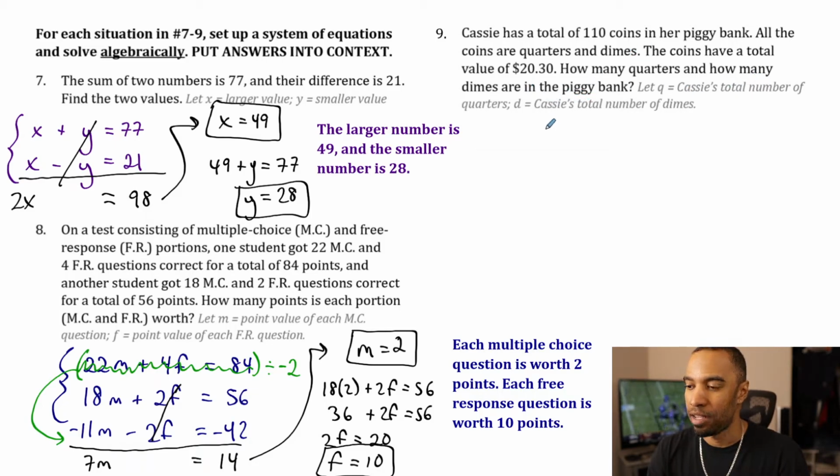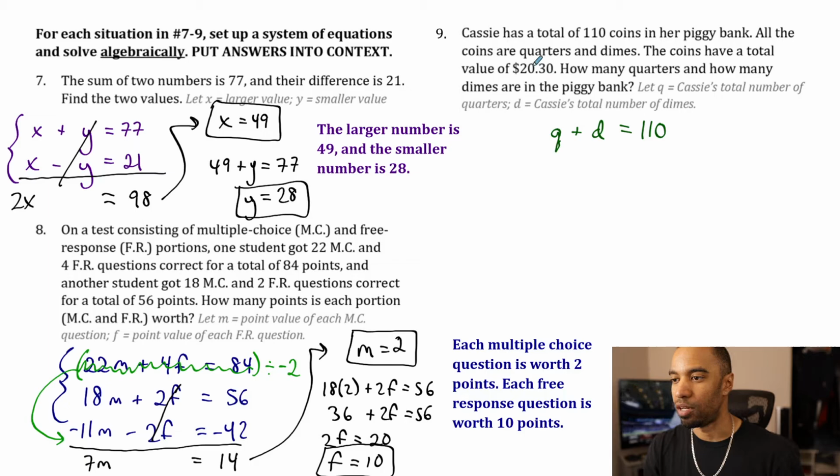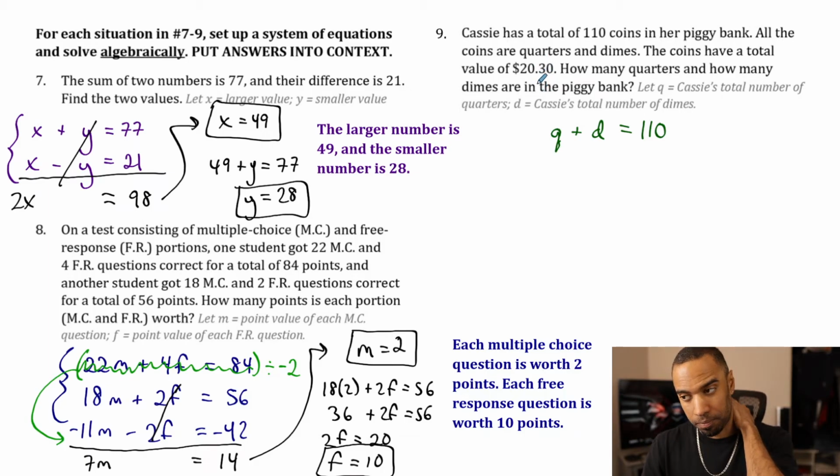Now when you add the number of quarters, let me use a different color, when we add the number of quarters with the number of dimes, we get a total of, and don't say the money here, we get a total of 110 coins. This is a coins equation. I'm going to make another equation that's based on the value of them.